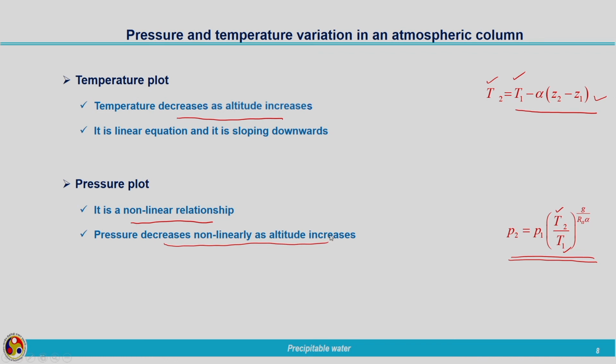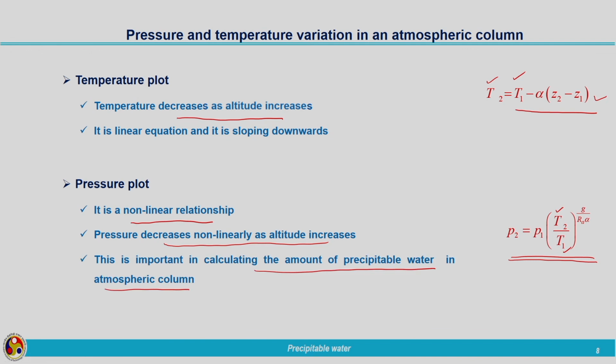So, both the temperature and pressure decrease as we go up into the atmosphere. We need to have a clear idea about this while calculating the precipitable water in an atmospheric column. For one particular atmospheric column, how much moisture is available for us to quantify the precipitation? That is our main objective. That is why we have found out how pressure and temperature vary as we go up into the atmosphere, because water vapor is present in the atmosphere.